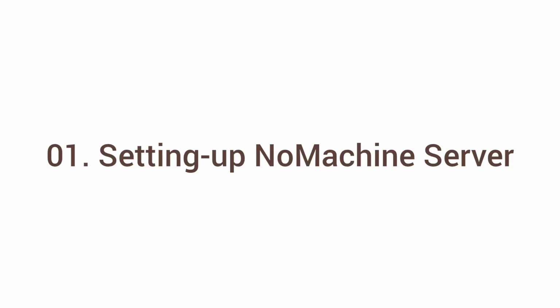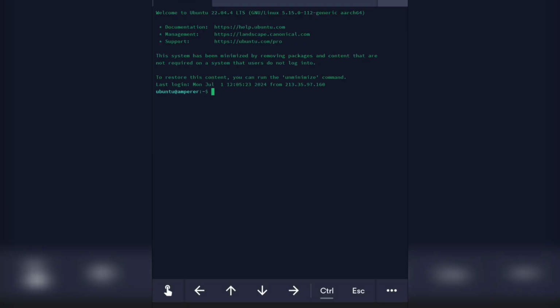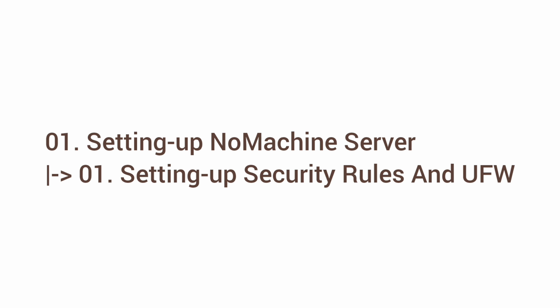Setting up NoMachine server. We need to set up NoMachine server in Ampere VPS. First log in to your VPS. Setting up security rules and UFW. We are going to open port in this step. NoMachine uses UDP traffic in port 5353 and both TCP and UDP traffics in port 4000.